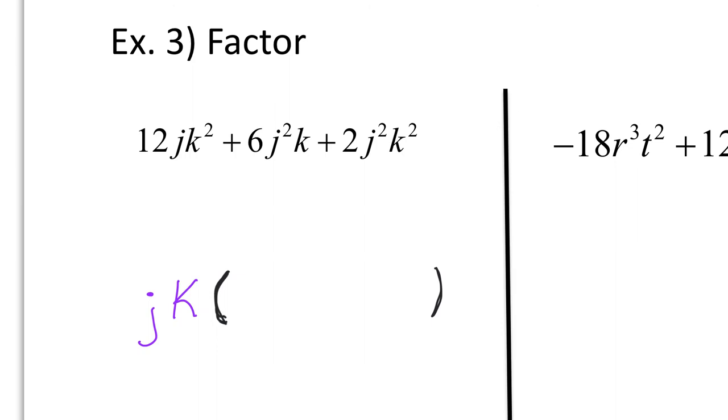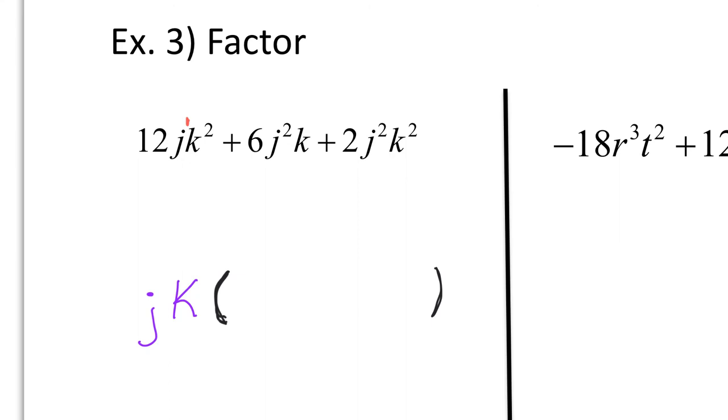So let's look at the j's first. I need to know what exponent the j has to have. This one has a j to the first power, j squared, and j squared. So the lowest exponent is 1. Let me just put a 1 right there so you know that's the lowest exponent. So j to the first power is going to be outside. Do we need this 1? No, I'm just going to erase it. We don't need it, but it is going to be a j.